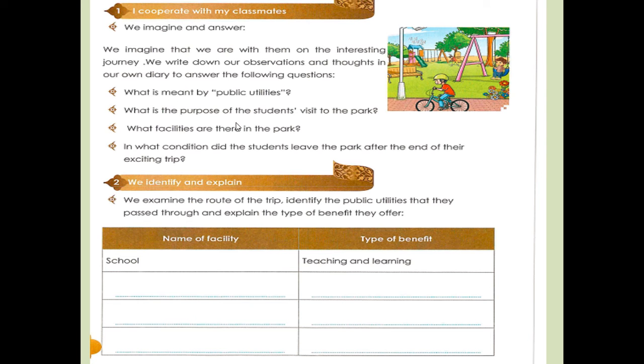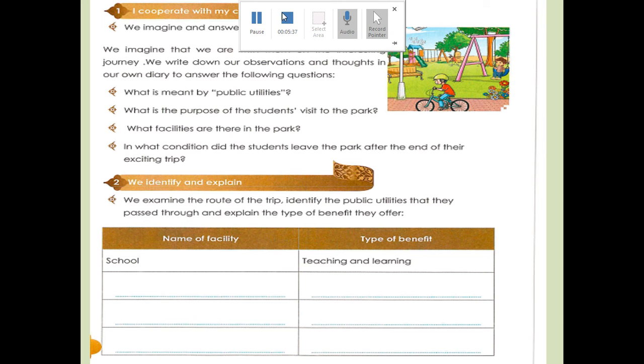What is the purpose of the students' visit to the park? Why did they go to the park? What facilities are there in the park? What might you find in the park? Facilities in the park. And in what condition did the students leave the park after the end of their excursion or exciting trip? The following is about the names of the facilities and the type of benefit you might get from using them.